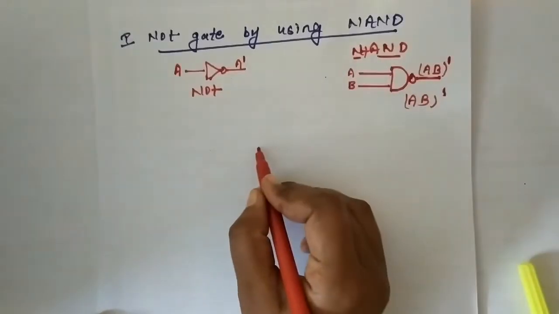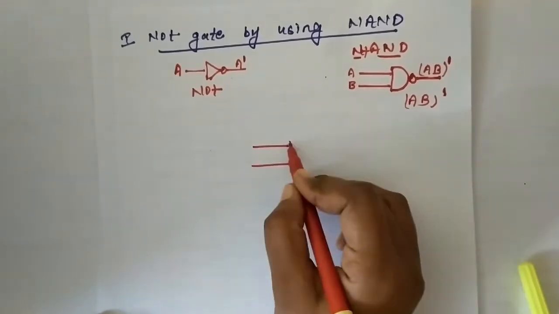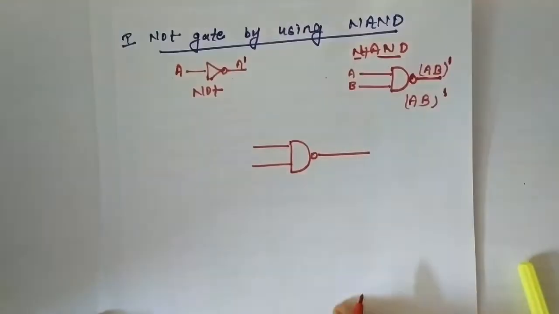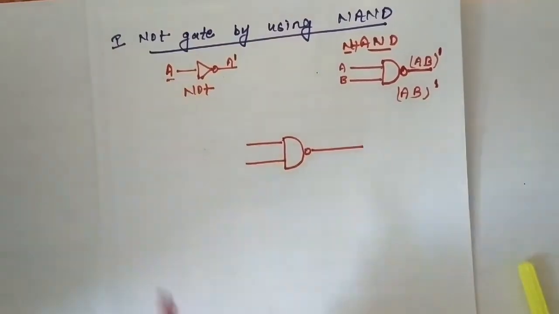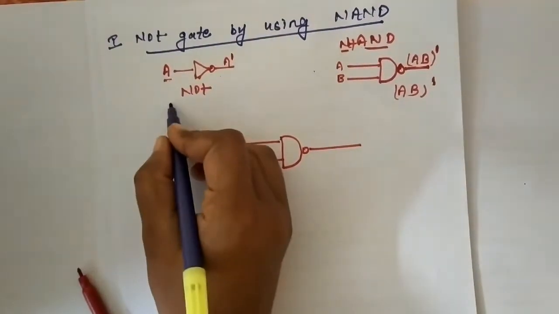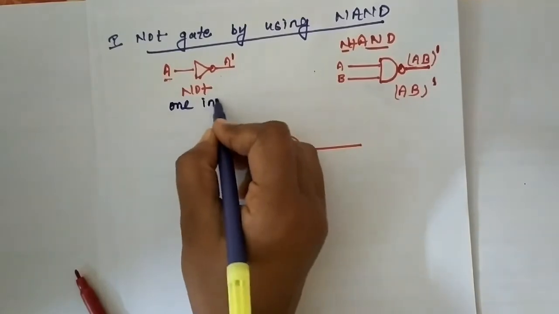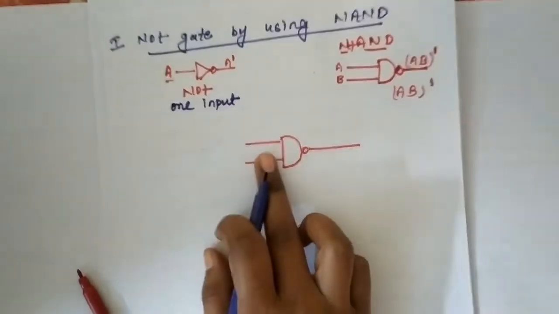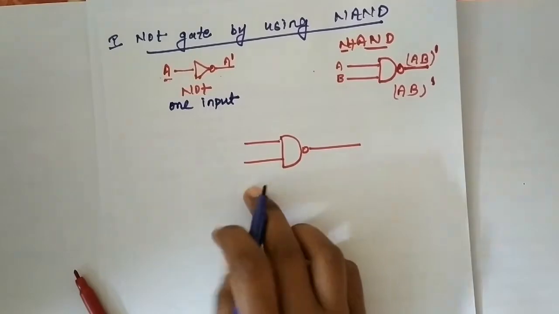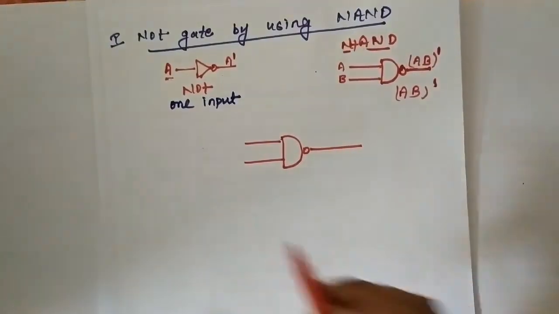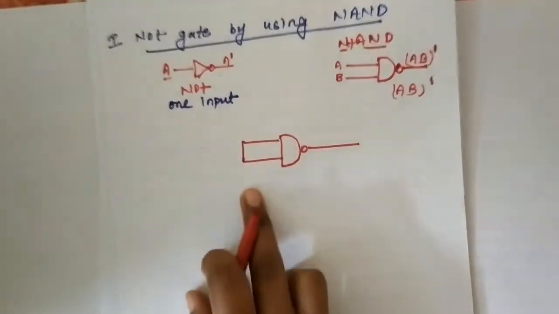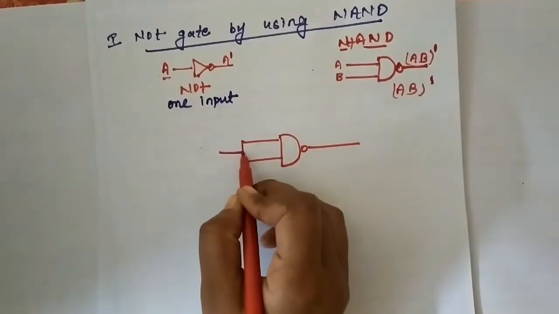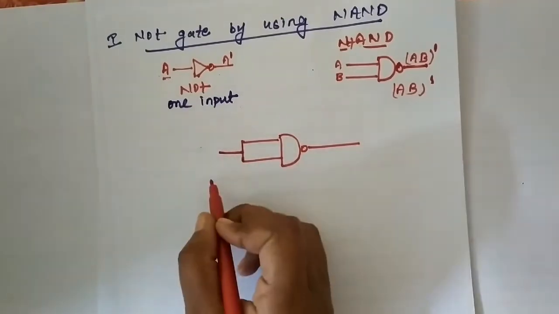So let's move on to how we can create the NOT gate by using a NAND gate. So firstly we have to write the NAND gate. So this is the NAND gate, but here is one issue. What is the issue? The NOT gate takes only one input, but the NAND gate takes two inputs. So how can we solve this problem? Here is one simple way. We can join these two input points and now it takes only one input.